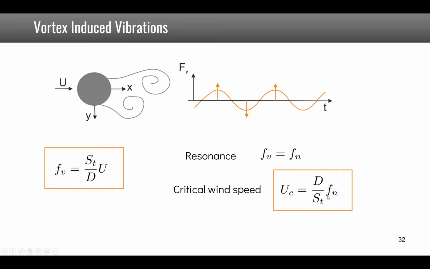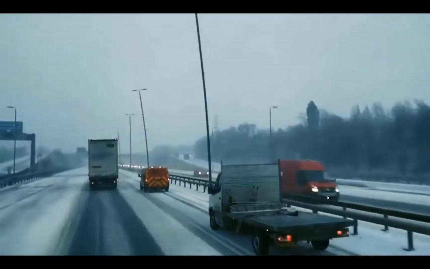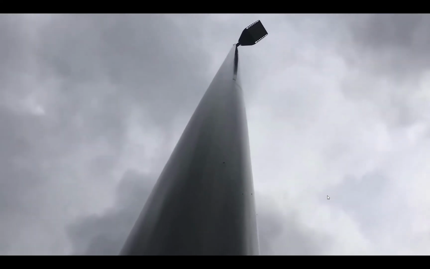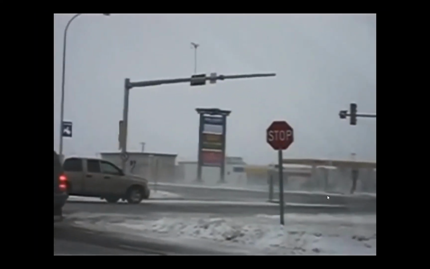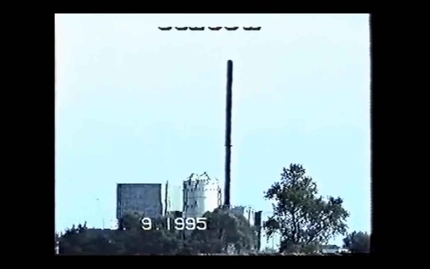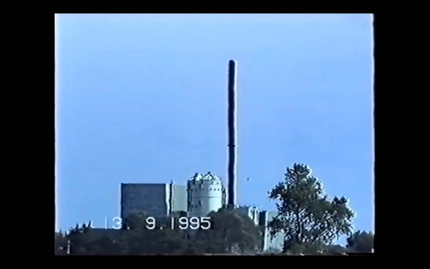So here are a few examples of this phenomenon on poles. This is a very impressive example of light poles on a highway. This is another light pole in a street, and the example of red lights in the United States. Other examples of objects subjected to VIV are chimneys. This is an example filmed in '95 of a chimney undergoing strong wind and swaying laterally.